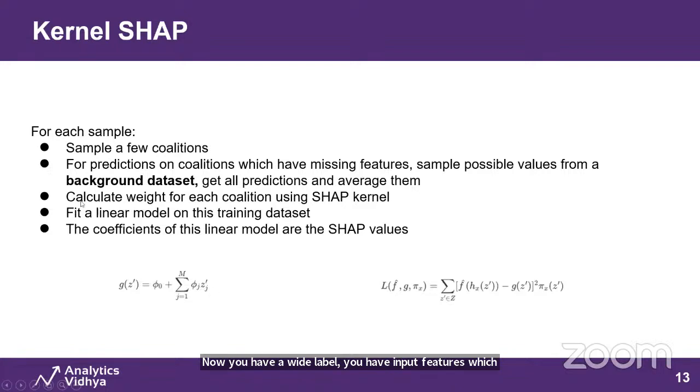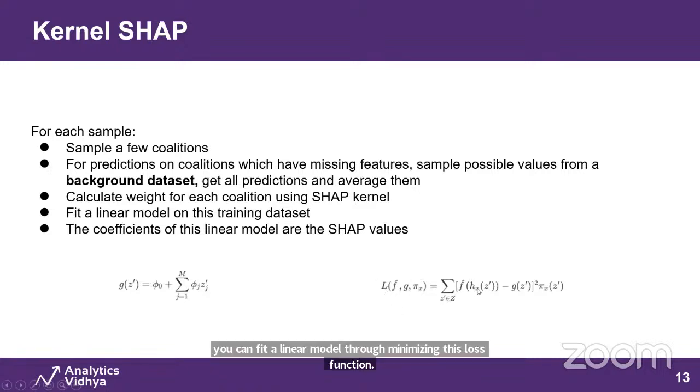And with this one thing is what SHAP does extra. It calculates a weight for each possible coalition. The purpose of that weight is to give importance to a few coalitions over the others in estimating the importance. And then after that, you fit a linear model, right? So you have your training data set, you want to estimate phi. So you can fit a linear model through minimizing this loss function.